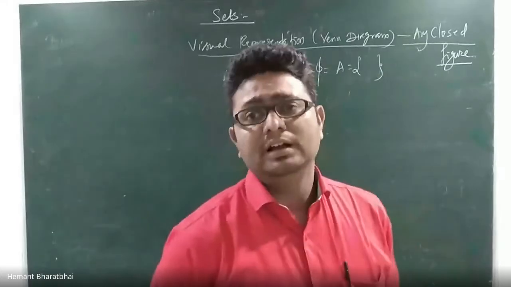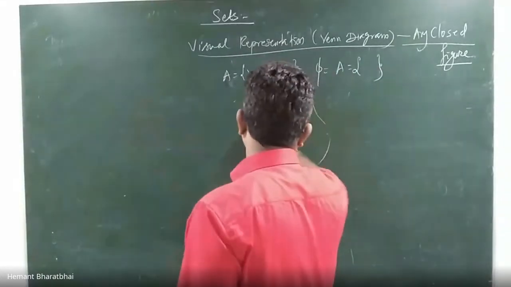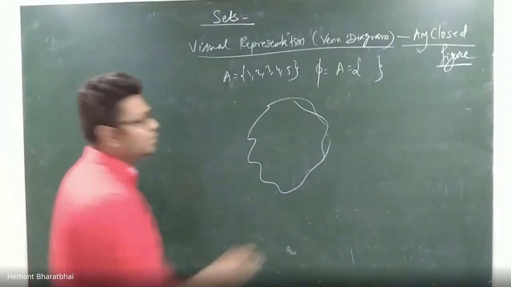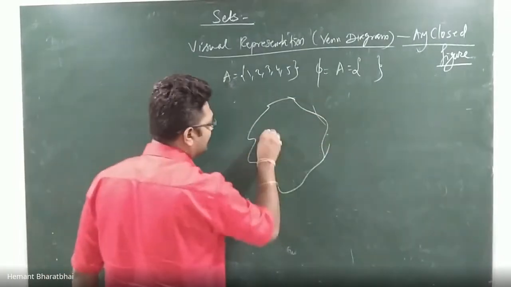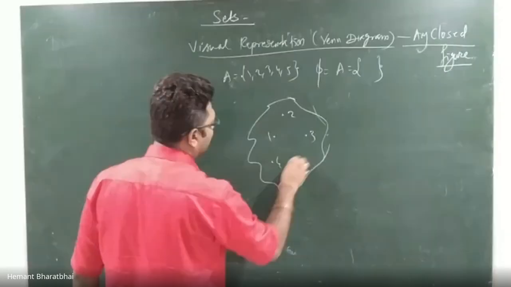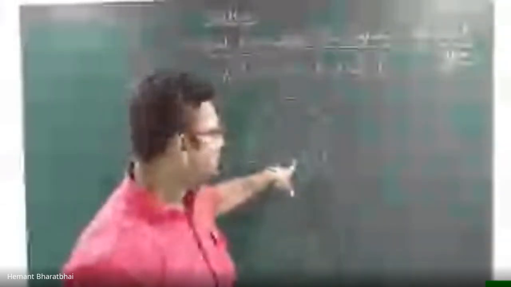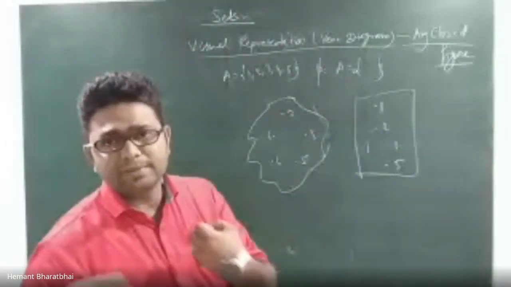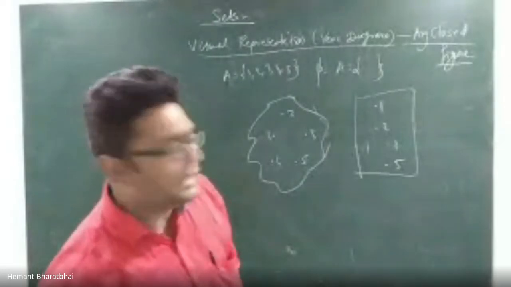Any closed figure. It's not only geometrical figures. You can also draw something like this, any random shape, but it should be a closed figure. So I can do something like this and write 1, 2, 3, 4 and 5. When you write the elements, put a dot and then write the element. Or you can write 1, 2, 3, 4, 5 wherever you want in that empty space.